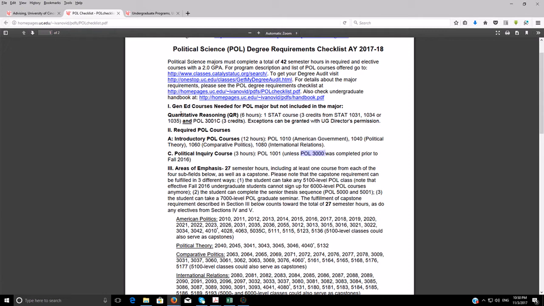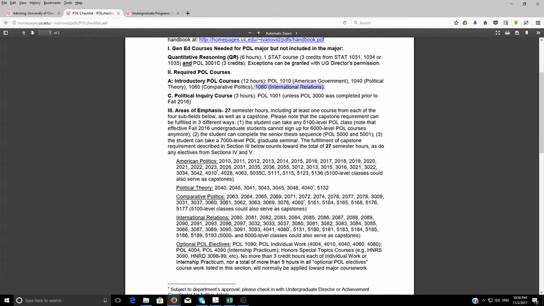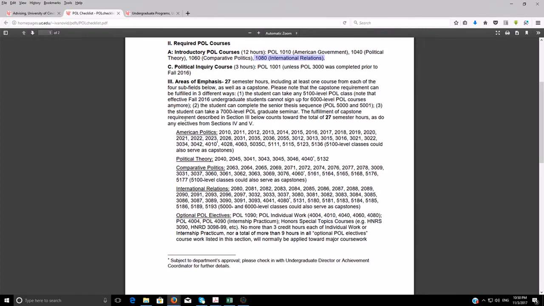The 4 introductory courses required for the major include the introduction to American politics, 1010, introduction to political theory, 1040, introduction to comparative politics, 1060, and 1080, introduction to international relations. These are the 4 major subfields around which the discipline of political science is organized in North America.